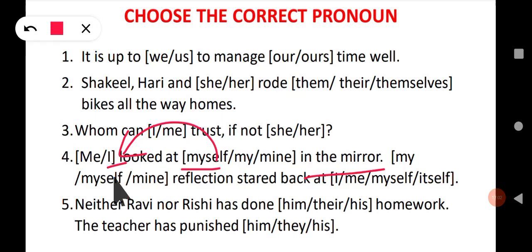Fine. "Dash reflection," we have to go with the possessive adjective. My reflection: my is a possessive adjective, reflection is a noun. Stayed back at dash: at me, at I, at myself, at itself? At me is the correct one. So, I looked at myself in the mirror, my reflection stayed back at me. Okay, next.